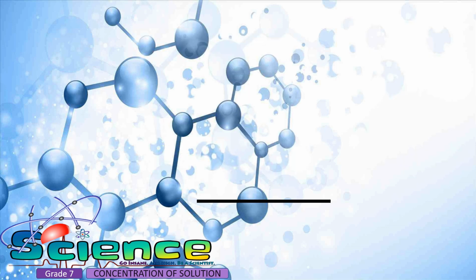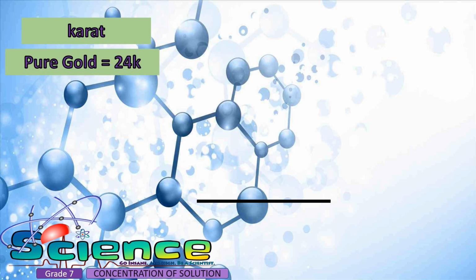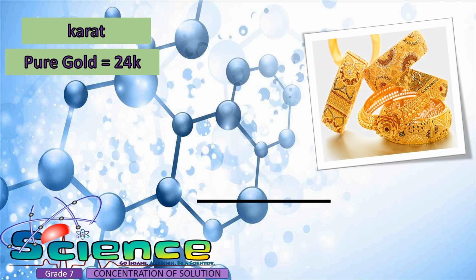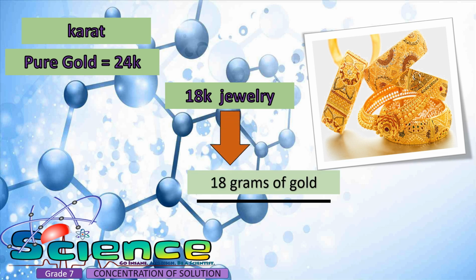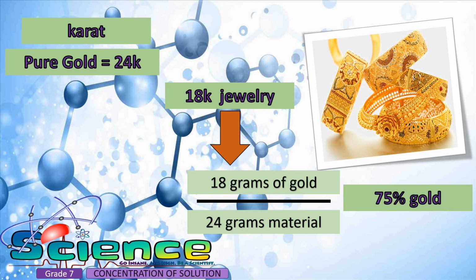Gold purity is often referred to as carat. Pure gold is referred to as 24 carats. A jewelry that is said to be 18 carats contains 18 grams of gold for every 24 grams of material. The remaining 6 grams consist of other materials like copper or silver. This means 18 karat jewelry has a concentration of 75% gold.